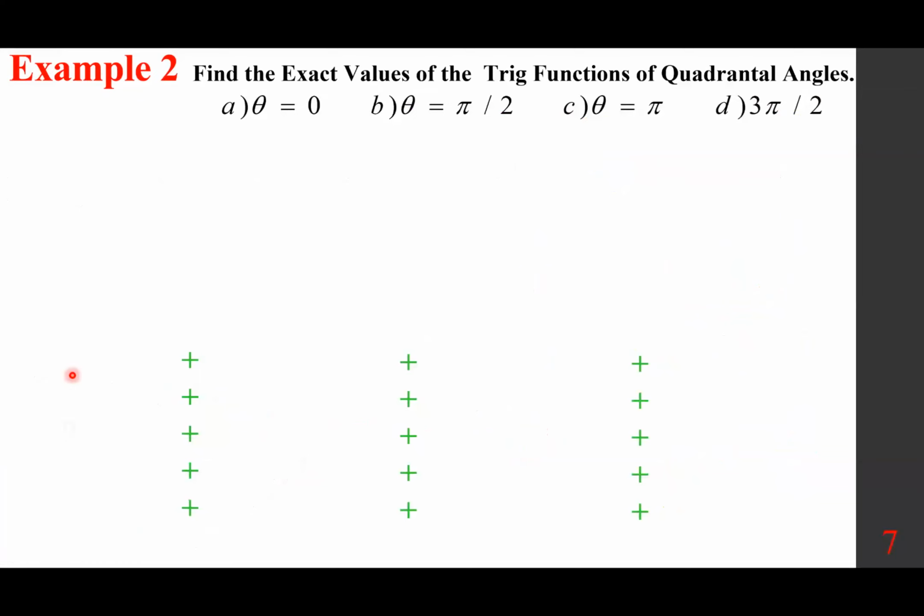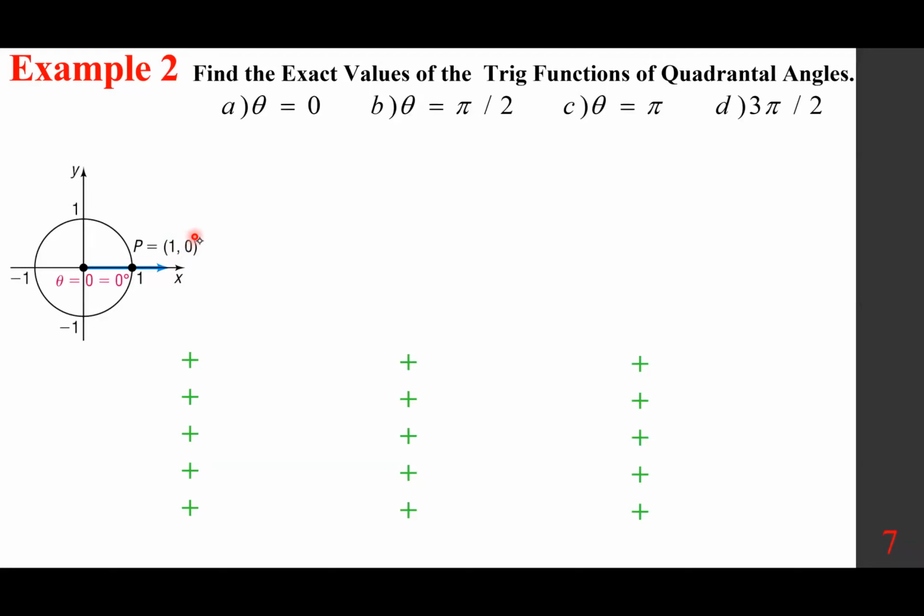Now we want to find the exact value of the trig functions of quadrantal angles. Remember the quadrantal angles? These are angles whose terminal side is along the x or y axis. So look at this one. If we go with 0 degrees along the positive side of the x-axis, this point has coordinates 1, 0. And this angle is 0. So remember that x is cosine. Therefore, cosine of 0 is 1. And y is sine. And sine of 0 is 0.